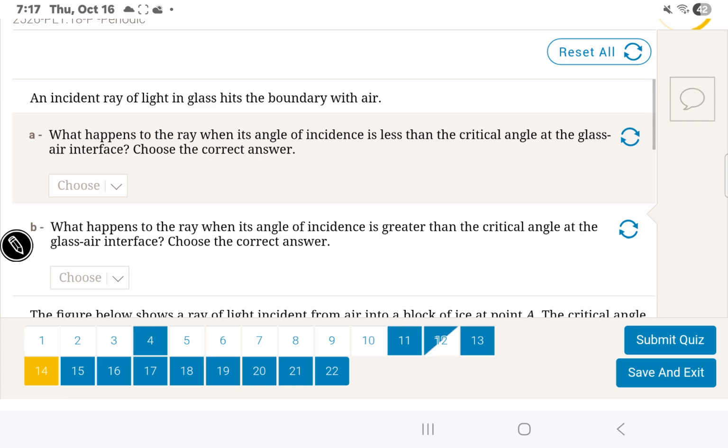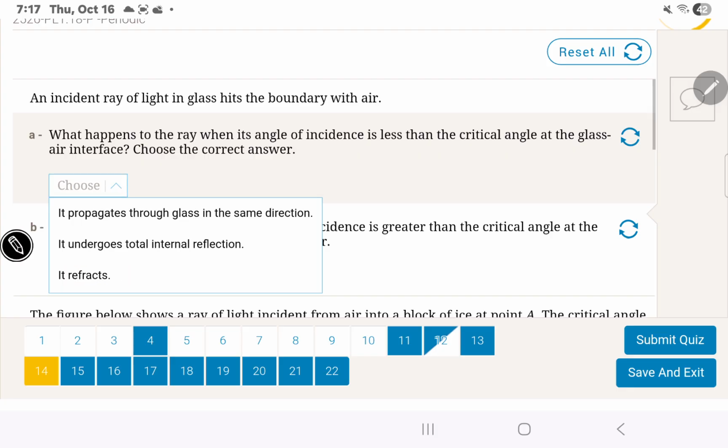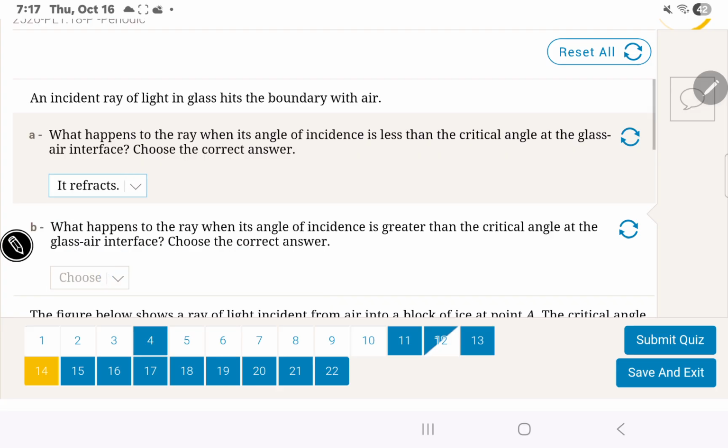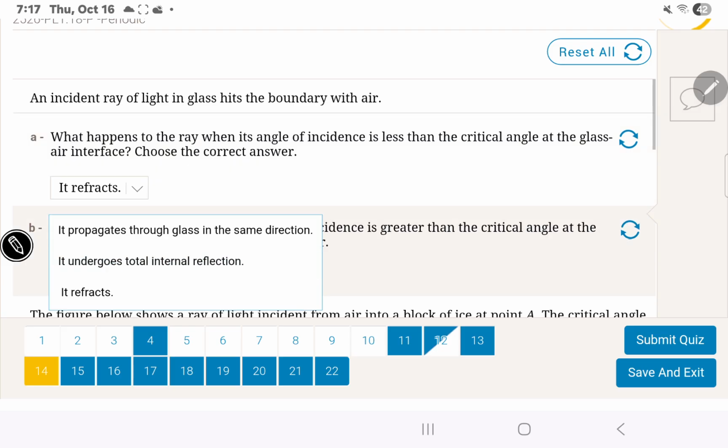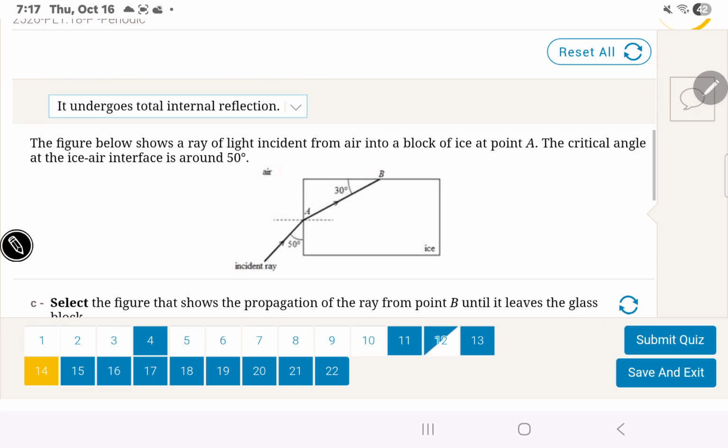An incident ray of light in glass hits the boundary with air. What happens to the ray when its angle of incidence is less than the critical angle at a glass-air interface? Less than the critical angle, it propagates, it refracts away from the normal. What happens to the ray of light when its angle of incidence is greater than the critical angle at a glass-air boundary? In this case, it will undergo total internal reflection.